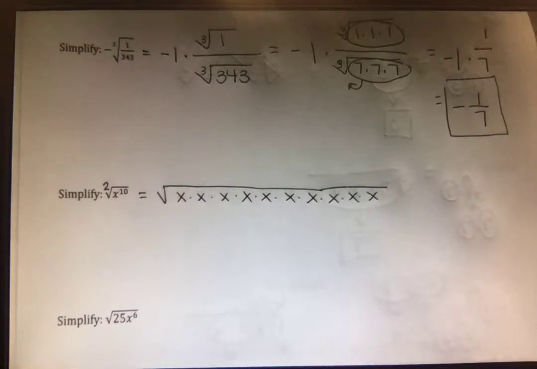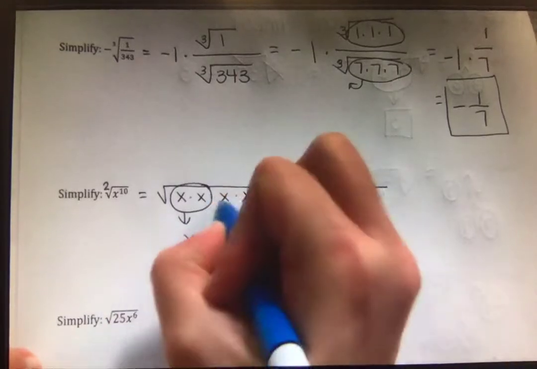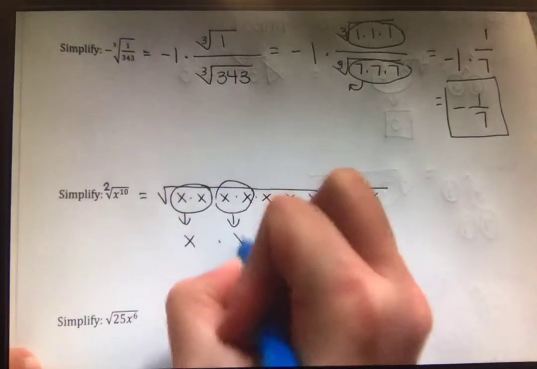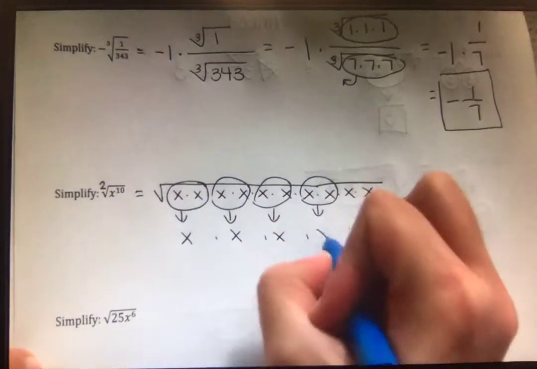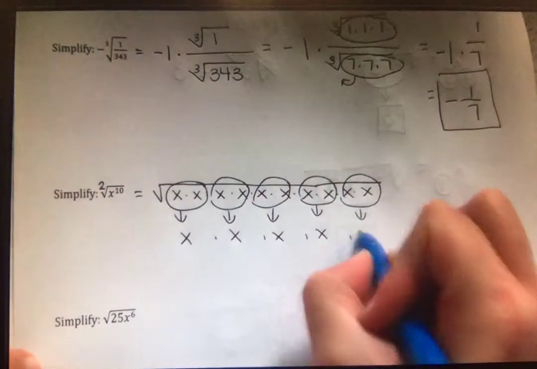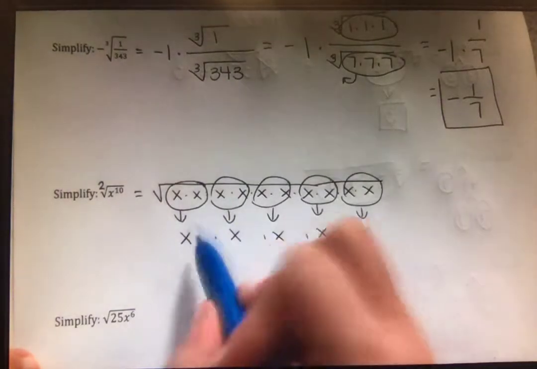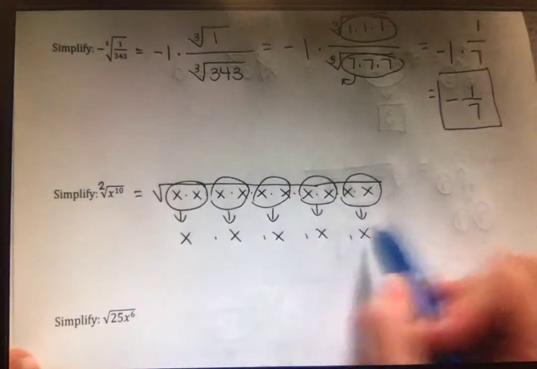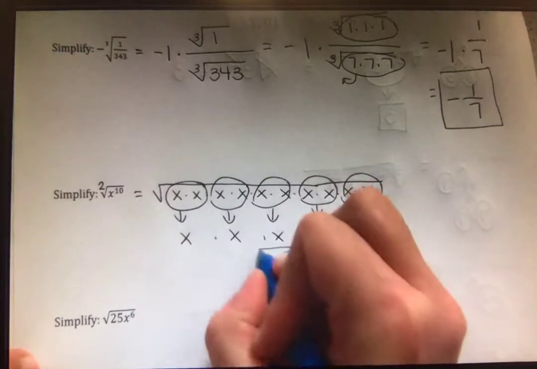Now, like we said before, we're taking out groups of 2, 2 of a kind. So these 2 x's are coming out. These 2 x's are coming out. These 2 are coming out. These 2 are coming out. And these 2 are coming out. Nothing's left underneath the radical. Everything came out in a pair, so the radical is going to go away. We're left with x times x times x times x times x, which is 5 x's, so we can write more concisely as x to the 5th.